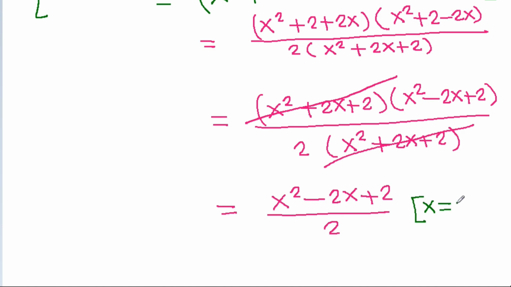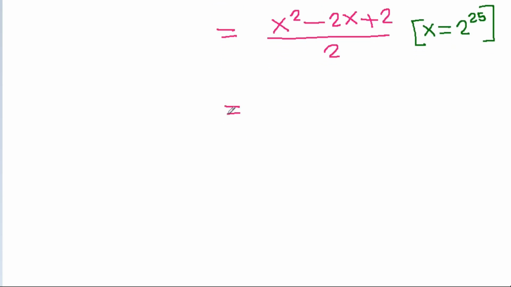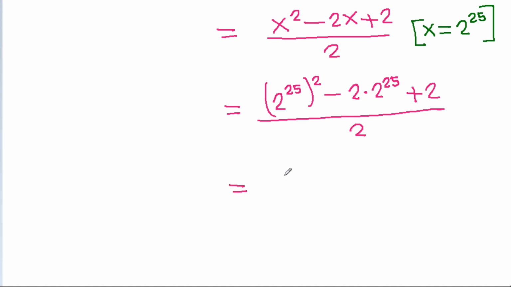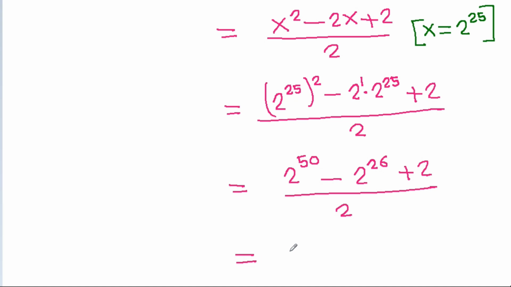And x is equal to 2^25. So x squared will be (2^25) squared minus 2 times x, which is 2^25, plus 2, by 2. And it is 2^25 times 2 is 2^50, minus 2^(1+25) is 2^26, plus 2, by 2, and it will be equal to 2^49 minus 2^25 plus 1.